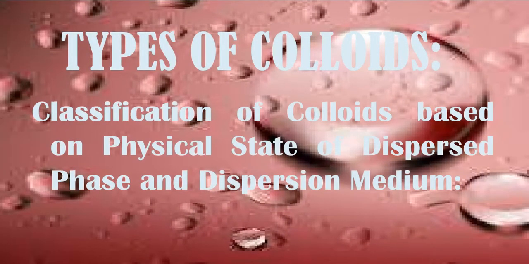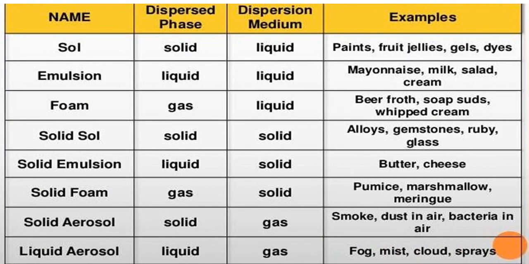Types of colloids: classification of colloids based on the physical state of the dispersed phase and dispersion medium. We have here a table according to the classification. We mean name, dispersed phase, dispersion medium, and examples. We have the name sol, with dispersed phase solid and dispersion medium liquid, like paints, fruit gels, and dyes. Emulsion, liquid in liquid, like mayonnaise, milk, salad cream.